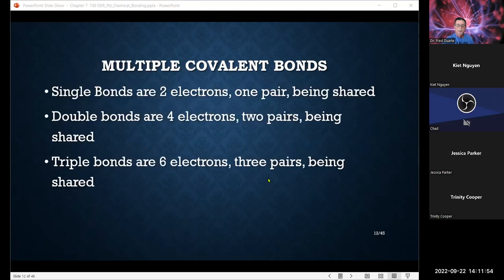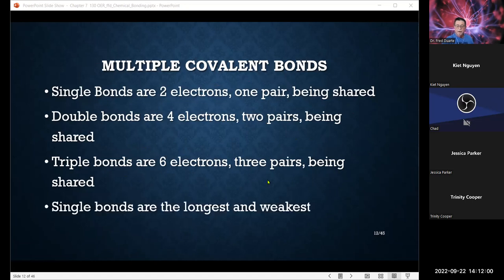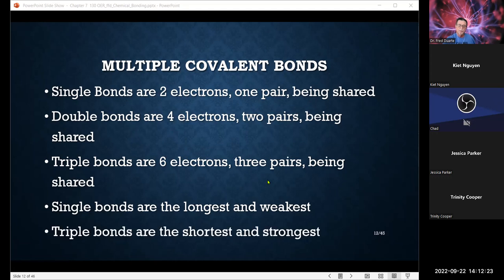Okay. I talked about this already. So we've got single bonds, double bonds, and triple bonds. Now, when we compare the strength of single, double, and triple bonds, the single bonds generally happen to be longer and the weakest, as far as energy is concerned. Whereas the triple bonds tend to be shorter, meaning the distance between the two elements sharing that bond, but they happen to be the strongest, okay?